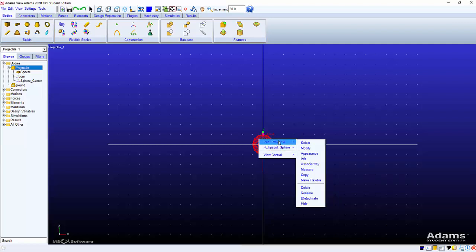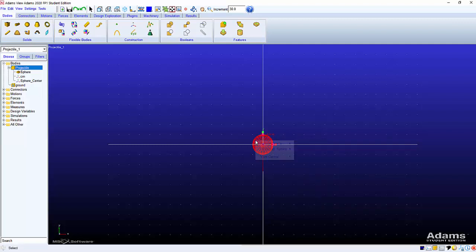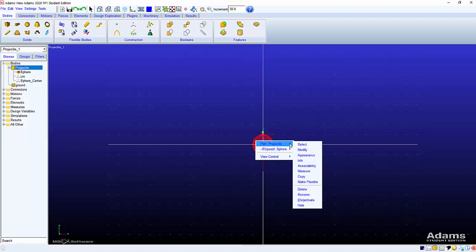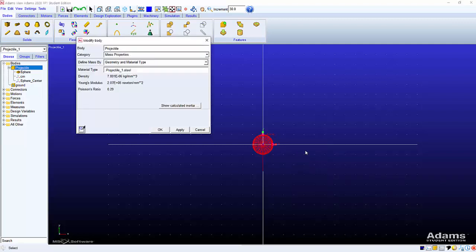Now I would like to modify the part itself. So those are the characteristics that we can modify. I'm going to right click on the part, select the part by the name, and click on modify. You will get this window again, modify body.